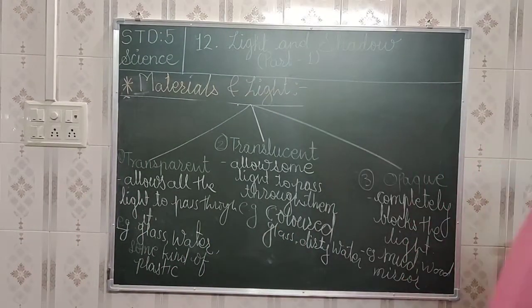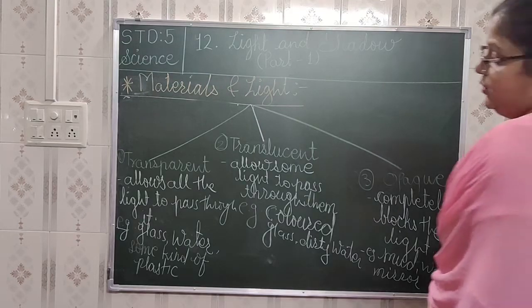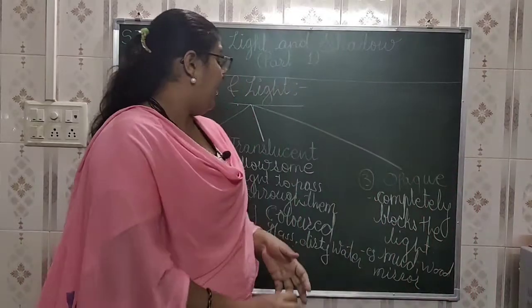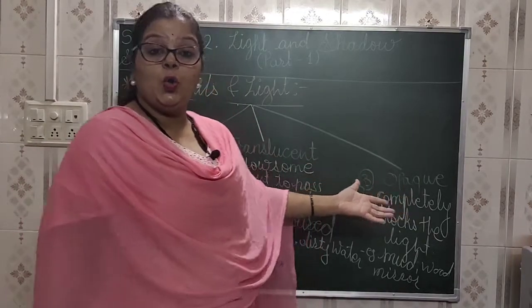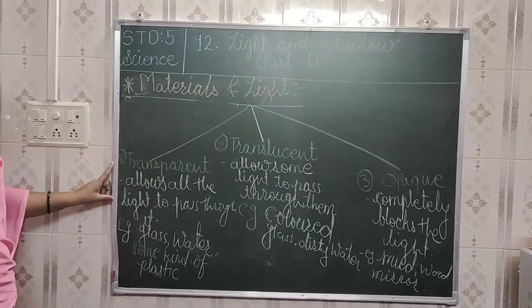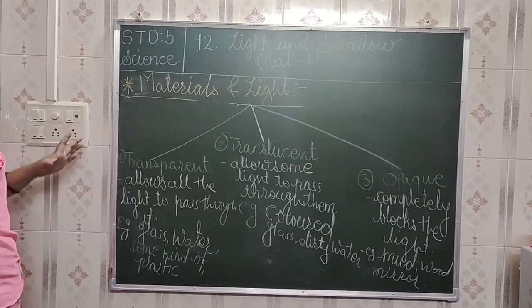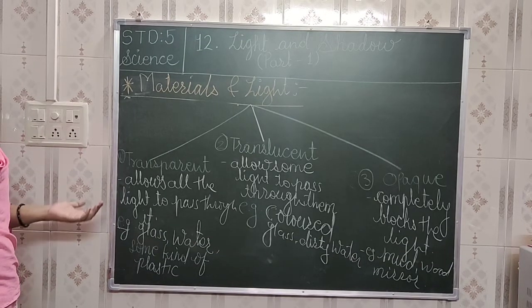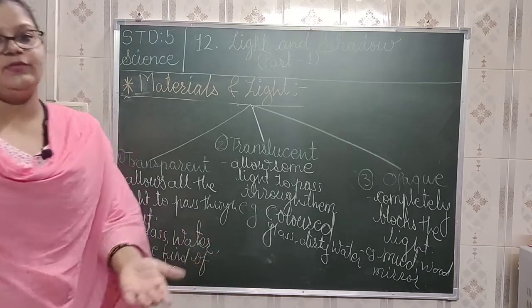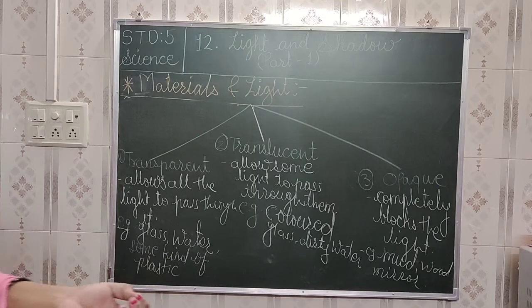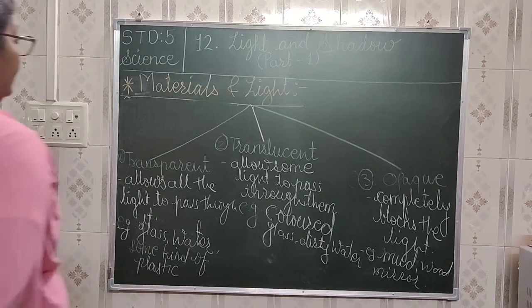We've learnt about different types of material depending upon the amount of light passed through them. There are three types of material: transparent, translucent and opaque. Transparent materials allow all the light to pass through them, for example glass, water, and some kinds of plastic, like the clear polythene I have shown you.